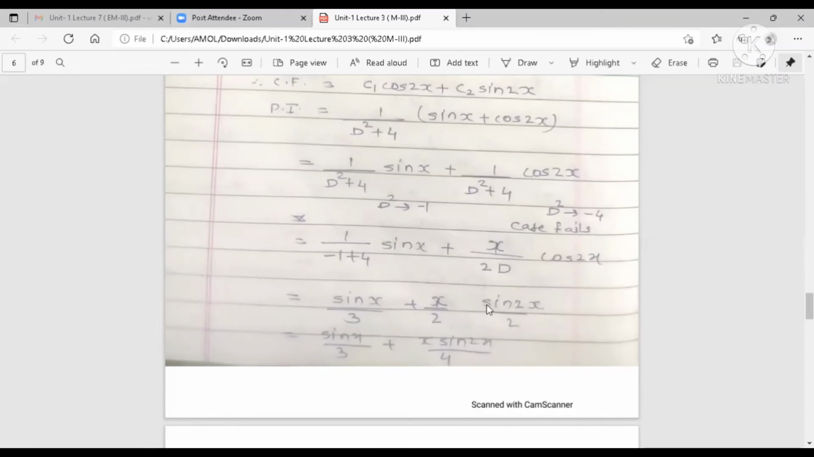Derivative of D square is 2D. And this cos 2x as it is. Now simplify the terms. Minus 1 plus 4 is 3. So sin x upon 3 plus x upon 2. Now sin 2x upon, there is one correction here. This is D.